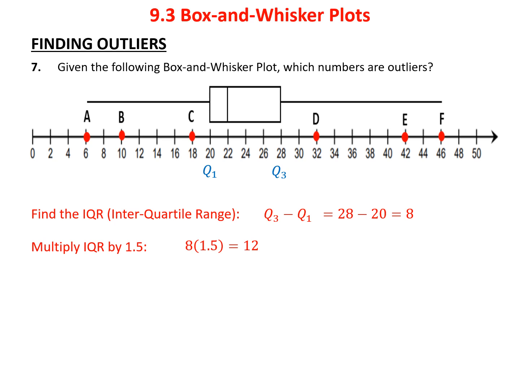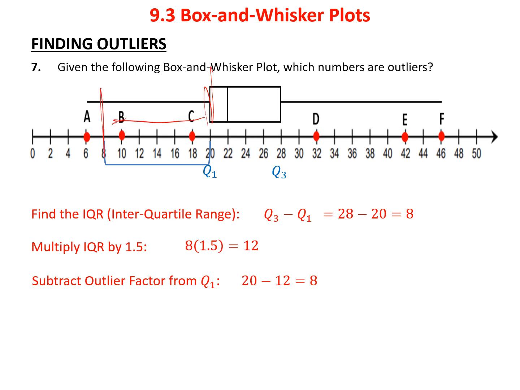So I'm going to add 12 to quartile 3 and subtract 12 from quartile 1, and that's the acceptable range. Anything outside of that is considered an outlier. If I subtract 12 from Q1, I get the number 8. So notice what point is an outlier. You can see that A is an outlier because it's below 8. It's more than 1.5 times the interquartile range beyond the quartile that way.